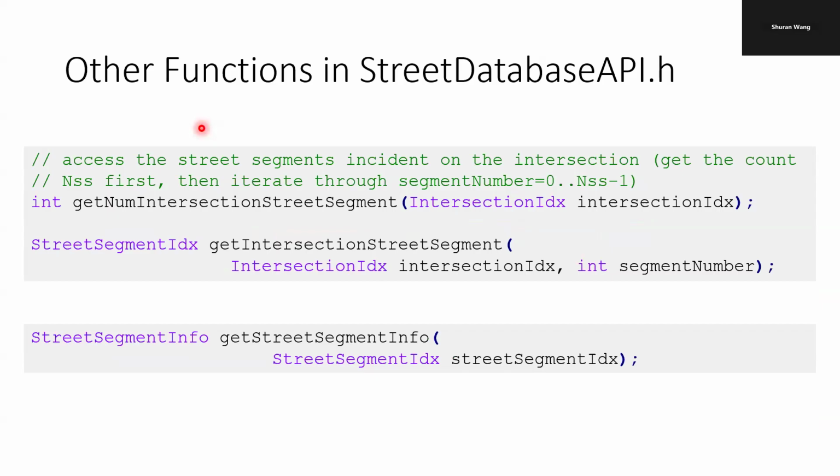The functions that are related to the function we're implementing are these ones. The function get non-intersection street segment takes in the intersection ID, and it returns the number of street segments connected to the intersection. The get intersection street segment then returns the street segment ID for each of the street segments connected to the intersection. And then the get street segment info gets the street segment info struct for the street segment ID.